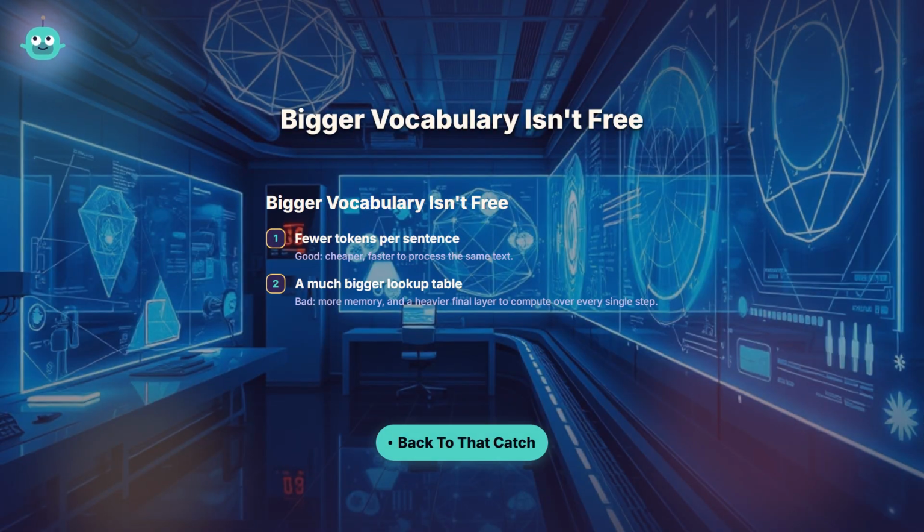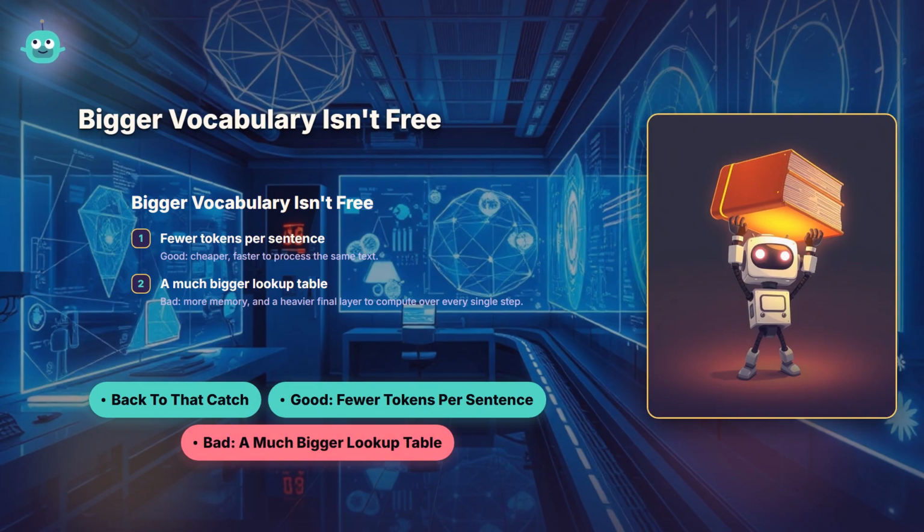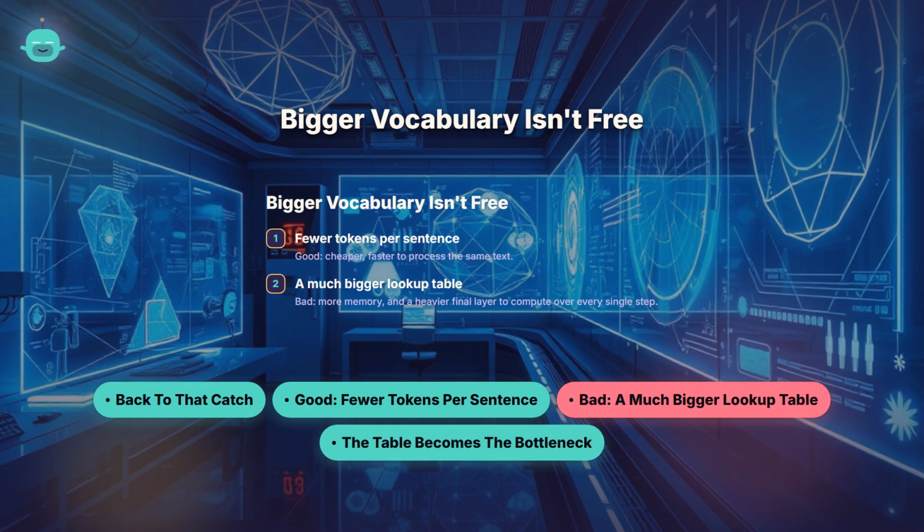So back to that catch from a minute ago. A bigger vocabulary costs something too. More known tokens means shorter sequences for the same text. That part's genuinely good. But every extra vocabulary entry adds a row to a giant lookup table the model must hold in memory. Go too large and that table itself becomes the bottleneck, not the sequence length. So is a fixed vocabulary just something we are stuck with?